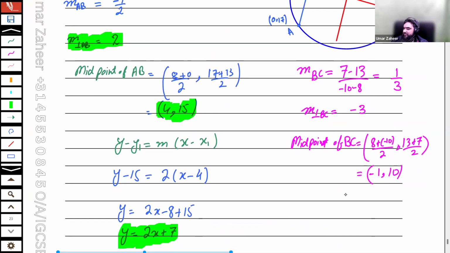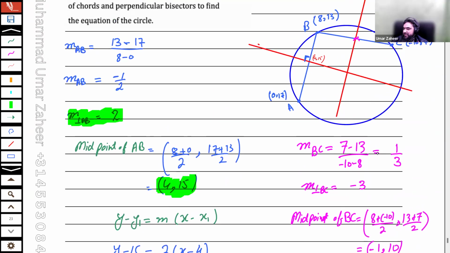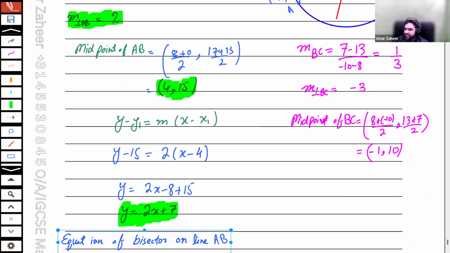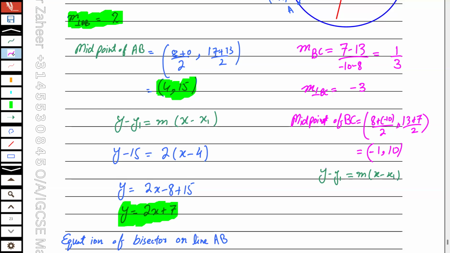Now we have the gradient. We have the point the perpendicular bisector passes through. So let's find the equation of the line. That is y minus y1 is equal to m into x minus x1. Yes, anyone having a question till here?